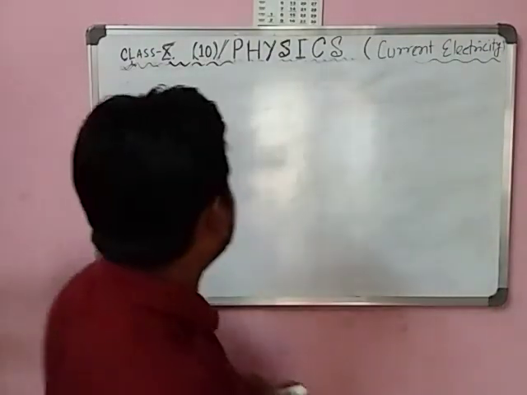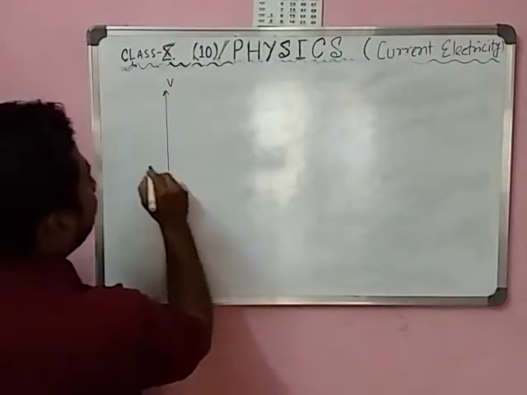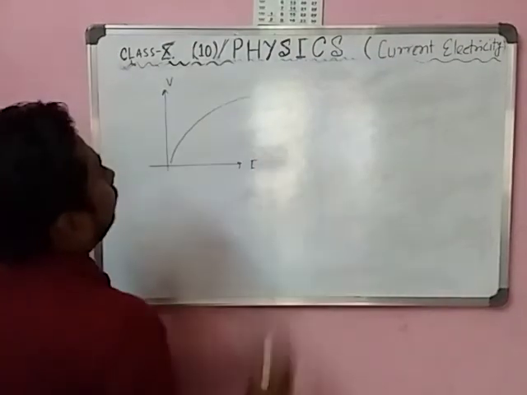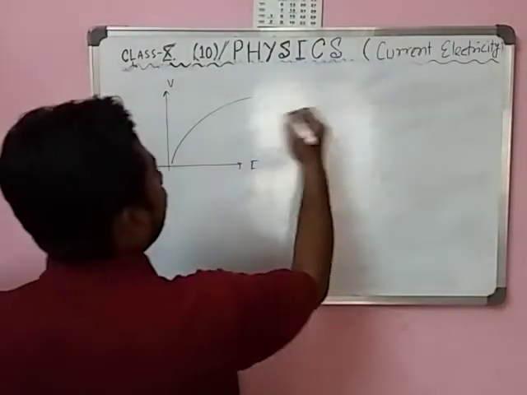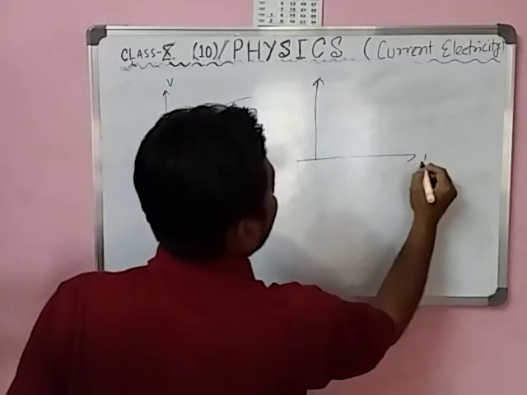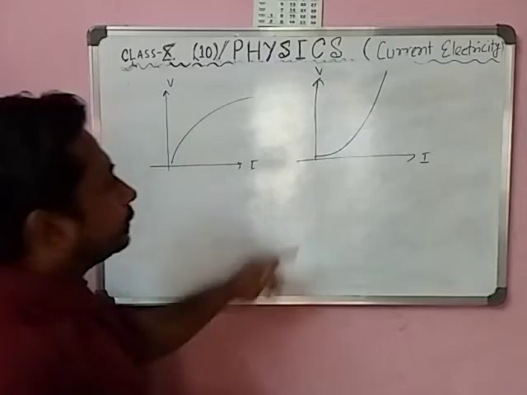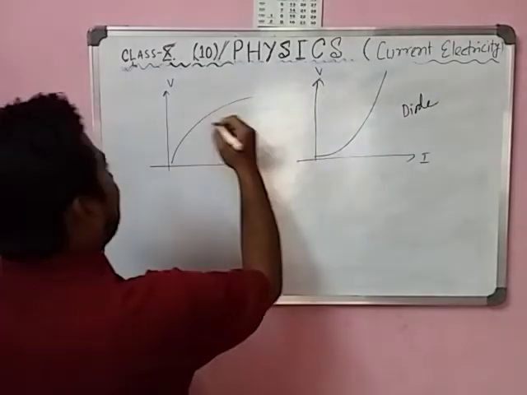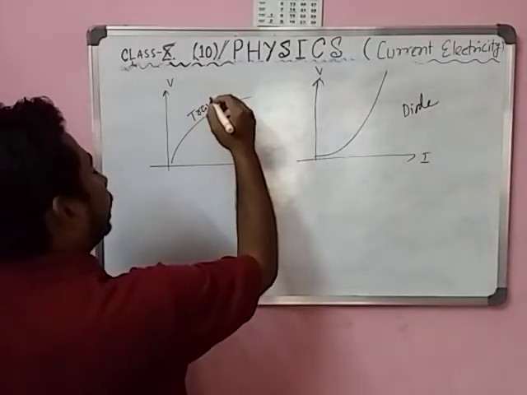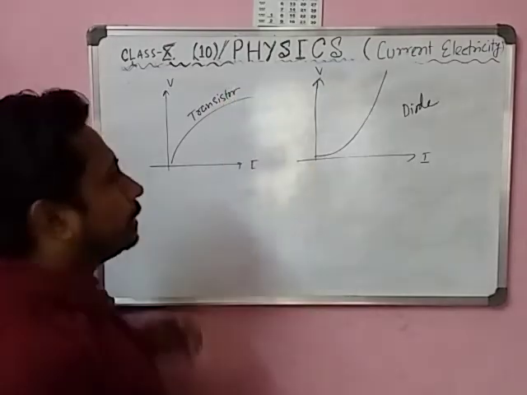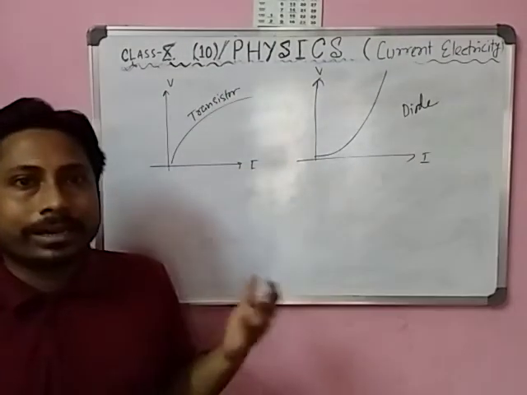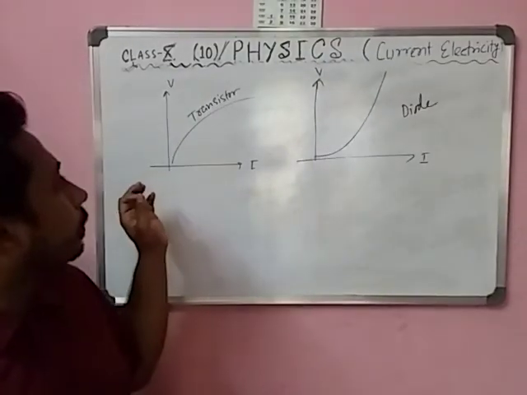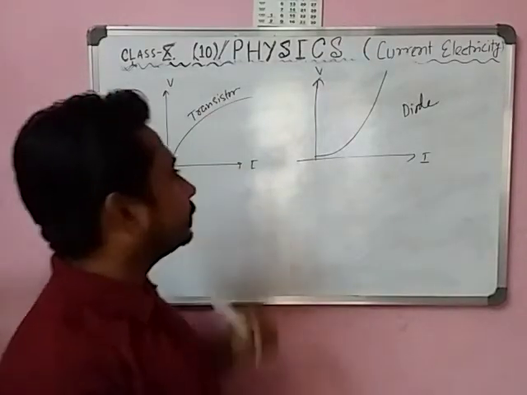Lastly, I want to say that if the V-I graph is not a straight line but a curve, it may be like this. This graph is for the forward bias of a diode, and this graph is represented by a transistor. If you take science in class 12, there is modern physics, and you can learn these things in class 12.